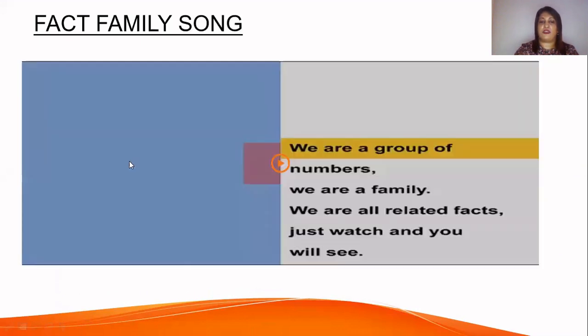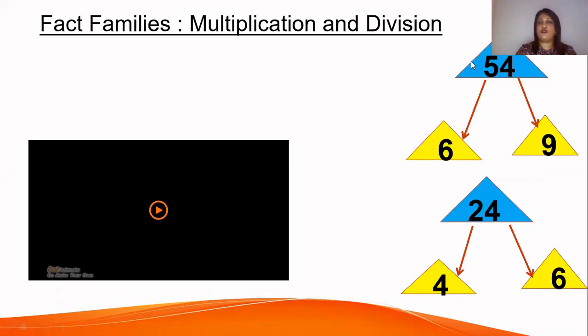Right, now we can also do the same thing for multiplication and division. Multiplication and division can be done in the same way, where we have 3 numbers. For example, I've got 54, I've got 6, and I've got 9, and I've got 24, 4, and 6. Now, what can I do here with these numbers? I can say 6 times 9 gives me 54, or 9 times 6 gives me 54. Or I can take 24 and say 4 times 6 gives me 24, or 6 times 4 gives me 24.